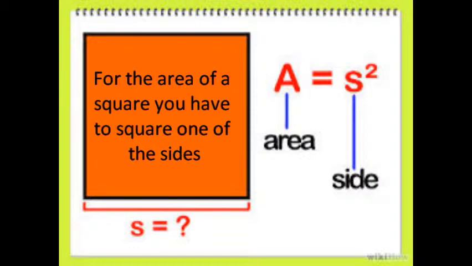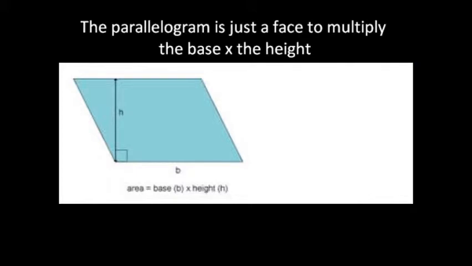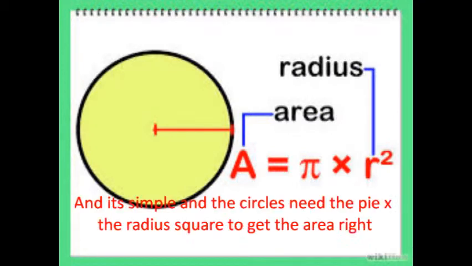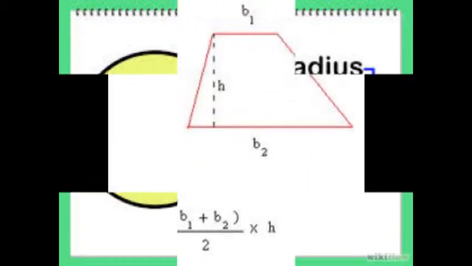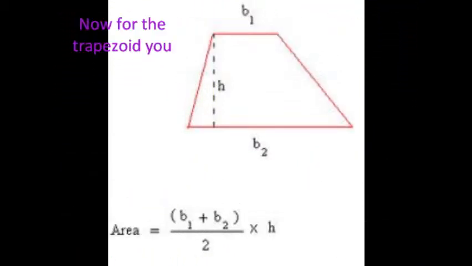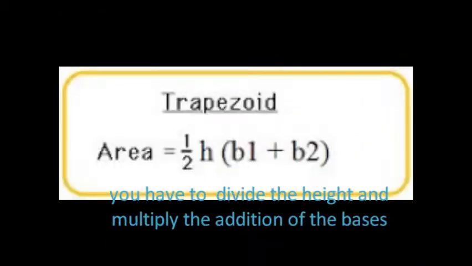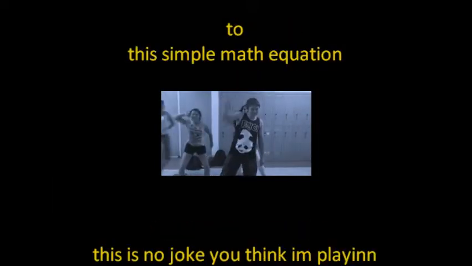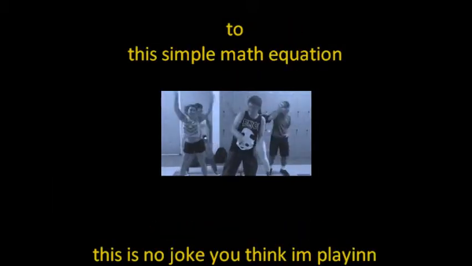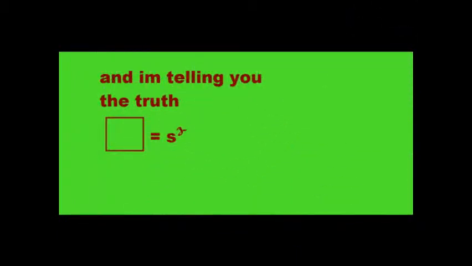For the area of the square, you have to square one of the sides. The parallelograms, you multiply the base times height. And the circles need pi times the radius squared to get the area. Now for the trapezoid, we have to divide the height and multiply the addition of the bases.